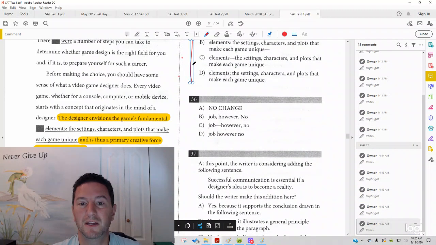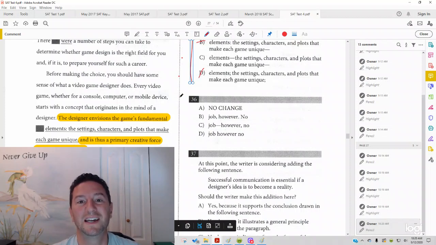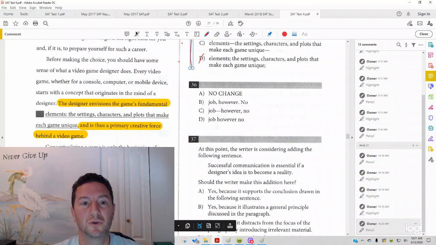Answer choice B, wrong for the same reason, because you do not have a complete thought before it. Answer choice D is wrong for the same reason. A semicolon, you need a complete thought before and after the semicolon, for the purpose of the SAT anyway. There is another use for the semicolon that's not tested on the SAT. So the correct answer has to be answer choice C.